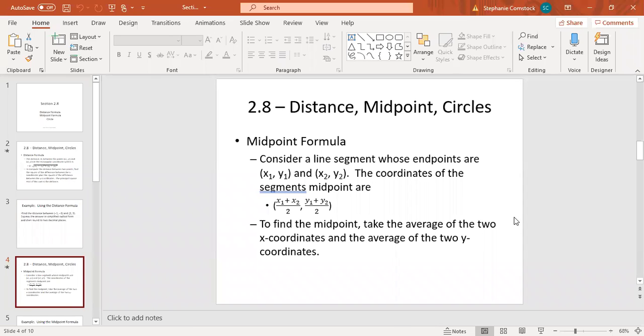Okay, for this portion of 2.8, we're going to look at the midpoint. In order to find the midpoint, you are going to add your x's, and then you're going to add your y's and divide by 2. Students, please remember that this is an ordered pair location for a point, okay?